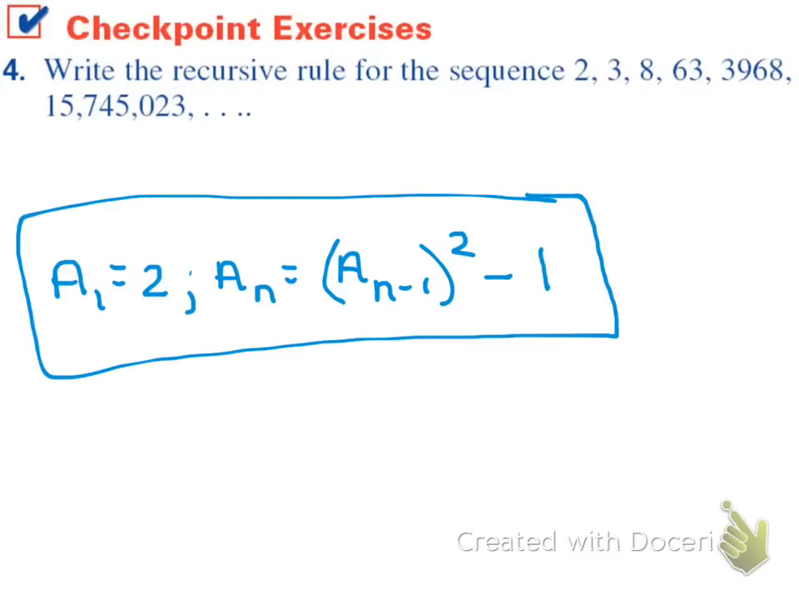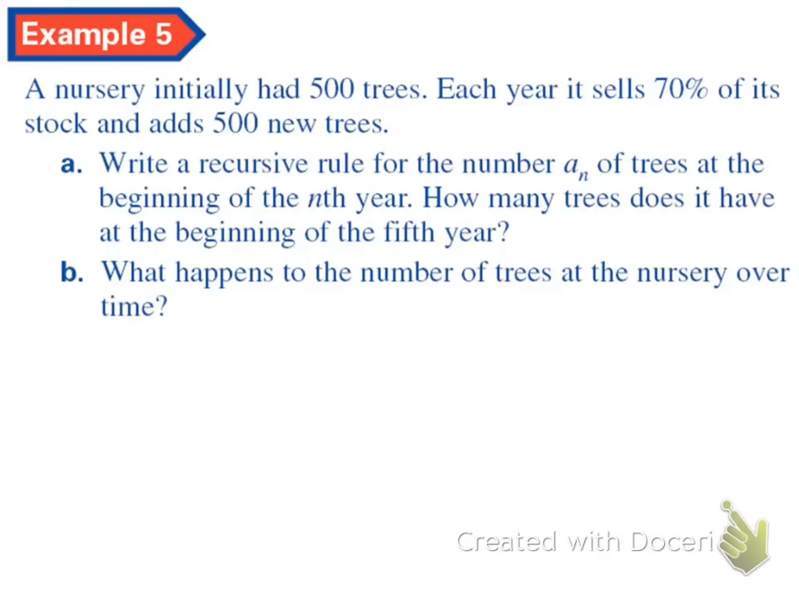Let's go on to example 5. In example 5, we have a word problem. It says, a nursery initially had 500 trees. Each year, it sells 70% of its stock. It adds 500 new trees. We want to write a recursive rule for the number of trees at the beginning of the nth year.